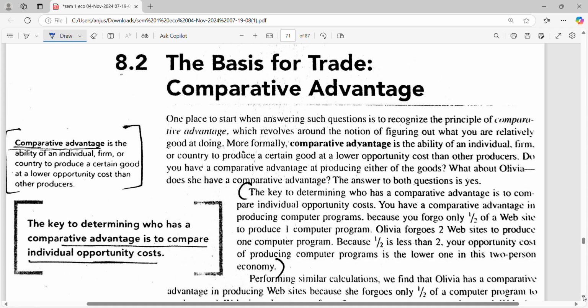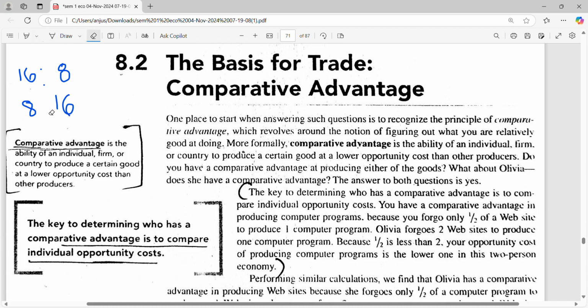So we are discussing here about comparative advantage, which in the case of computer programs you had, with respect to Olivia. You could create 2 computer programs with 1 hour. Let's speak about 8 hours: with 8 hours you could create 16 computer programs, where Olivia could only create 8 computer programs. And in the case of websites, with 8 hours you could only create 8 websites, whereas Olivia could create 16 websites.